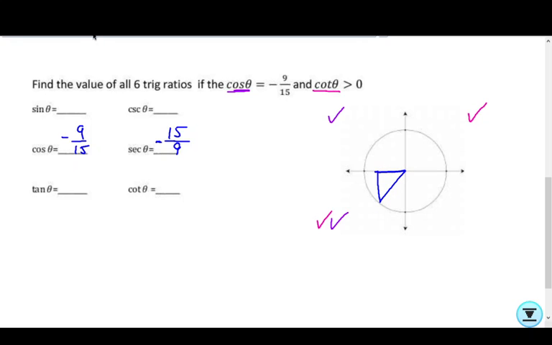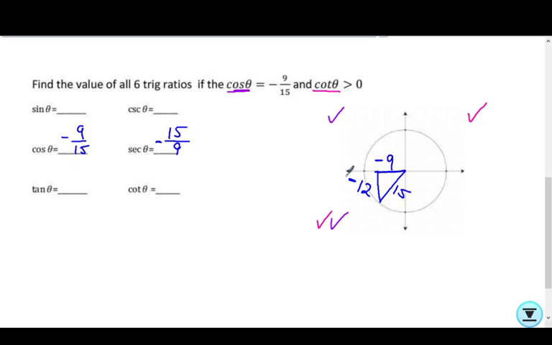And because they gave me cosine, I know that my r is 15 and x is 9. Because we're in the third quadrant, we know my x is negative. And then we do our Pythagorean theorem. We take 15 squared, we subtract 9 squared, we take the square root. But this is also a Pythagorean triple because 5 times 3 is 15 and 3 times 3 is 9, so 4 times 3 is 12. And since we're in the third quadrant, it is negative.